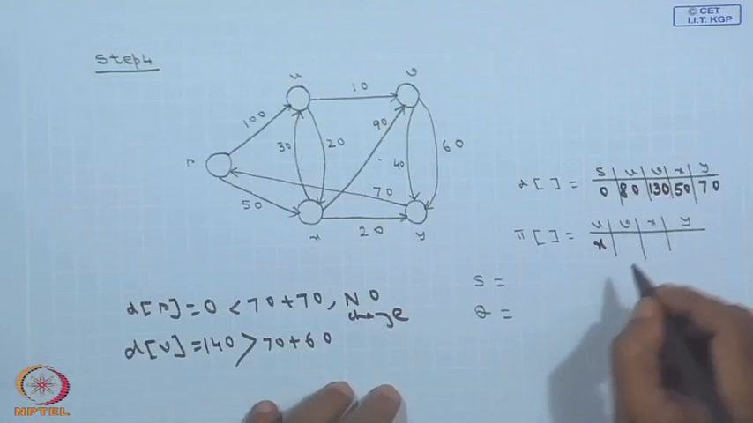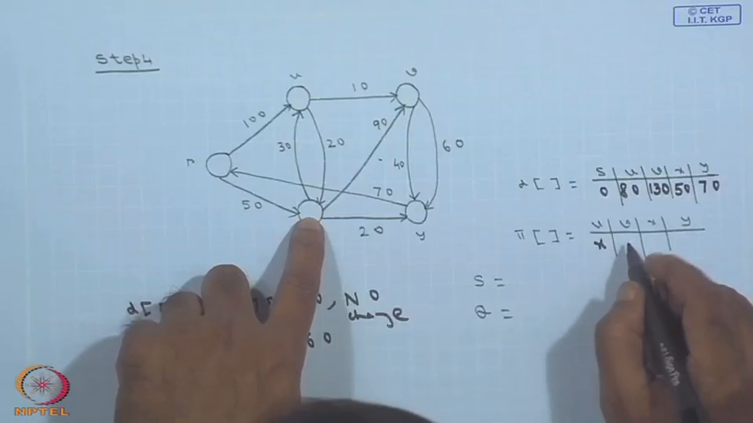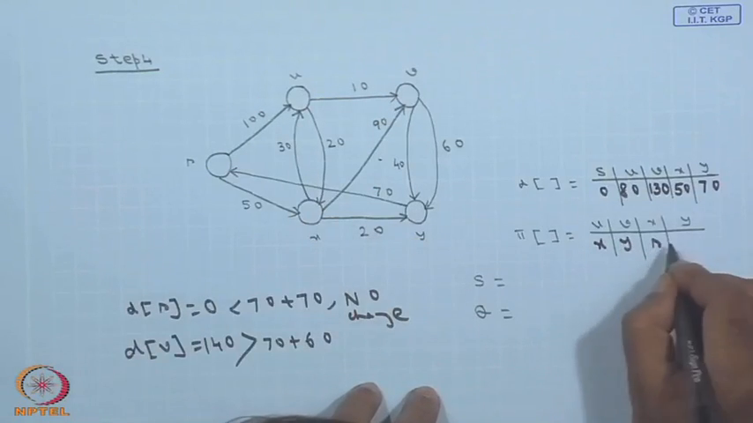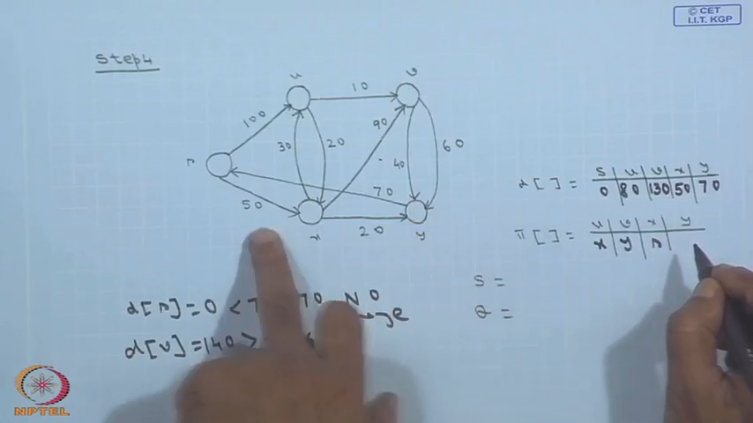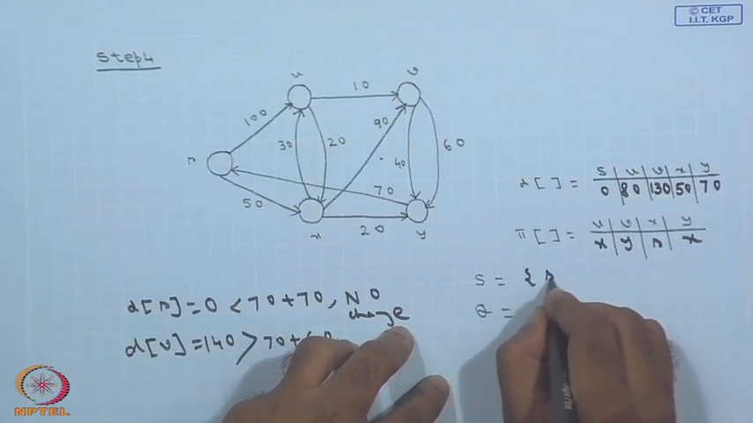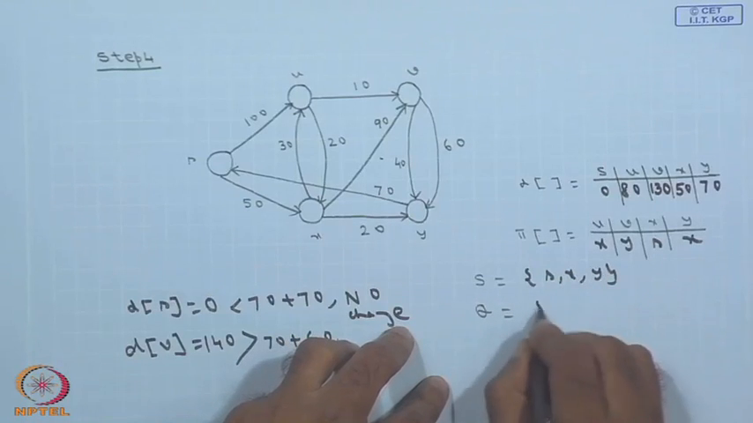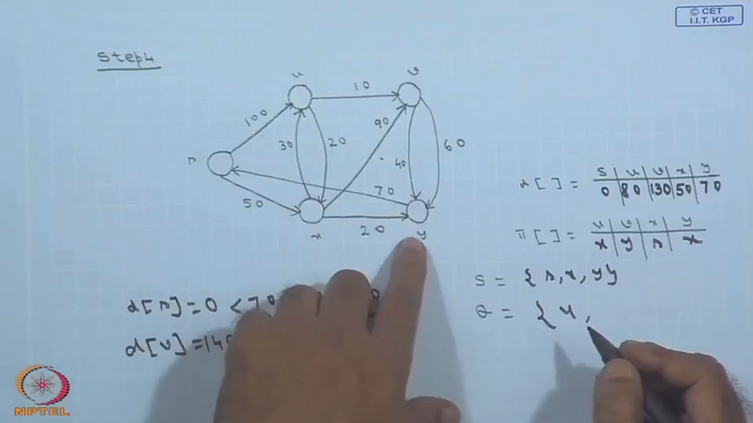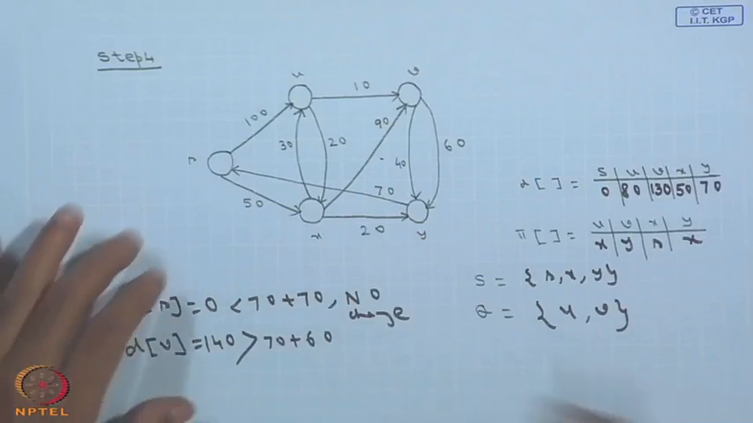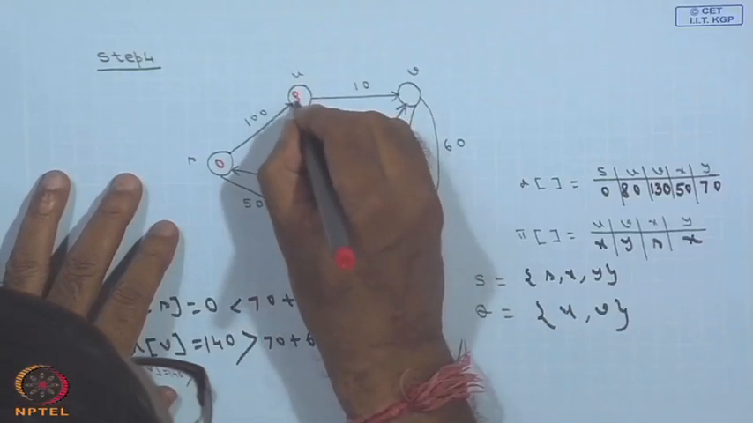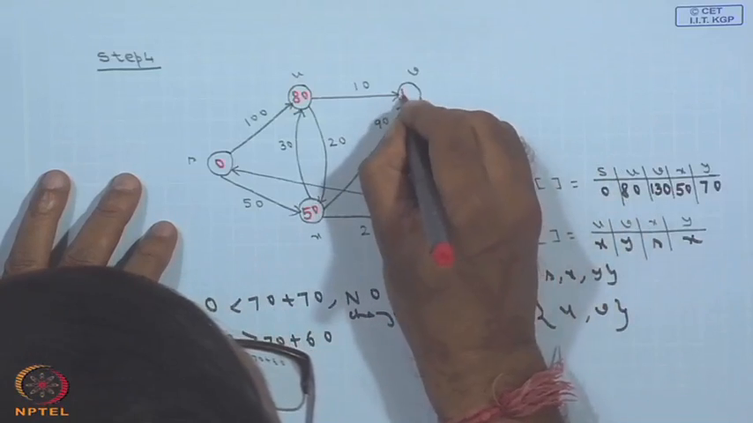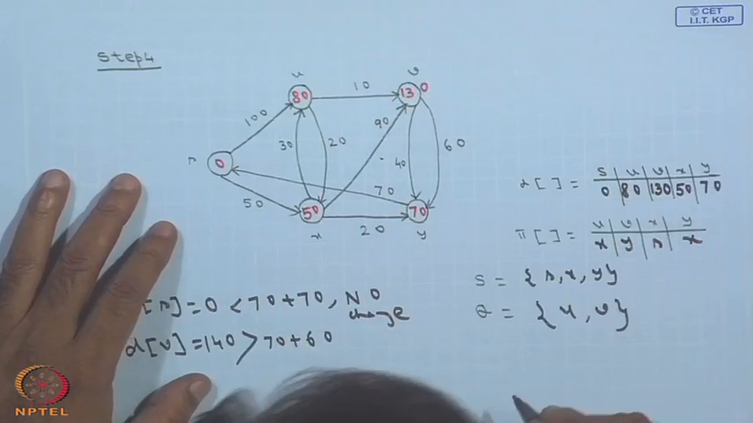For u it is again x. For v now it has changed to y, for x again it is s, and for y it is the earlier one, that is x. So, your S now will be s, x, and y will be removed, because you took y as the initial minimum value. So, Q is u, v. So, the values will now become: this 80 remains fixed, this is 50, this is 70, and this one is 130. So, this value has reduced.